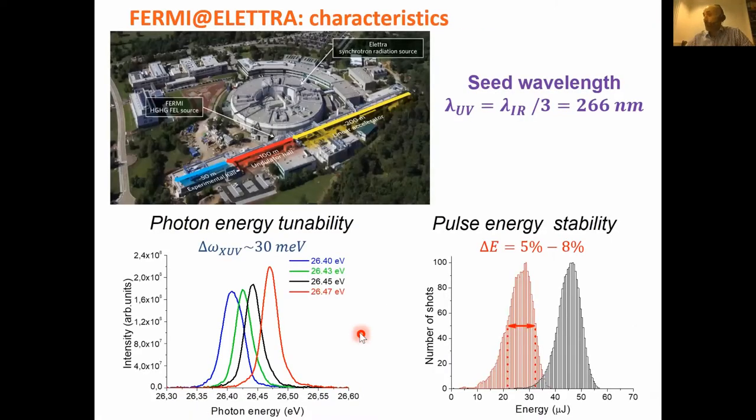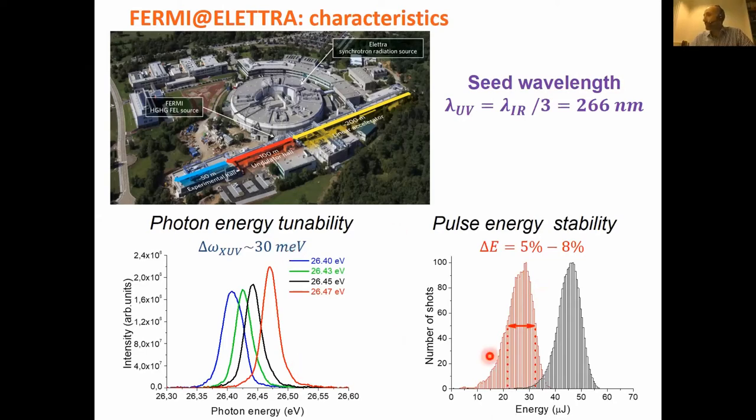At the same time, we are doing our work at Fermi, which is operating on a very different principle, because it is operating in a seeded mode. In other words, the XUV light is not obtained as amplification of spontaneous emission, but there is a seeding laser in the UV at around 260 nanometers, which creates a modulation in the phase space of the electron bunch. Then in the undulator, this modulation is amplified. Of course, this has advantages in terms of stability of the characteristics of the free electron laser and tunability.